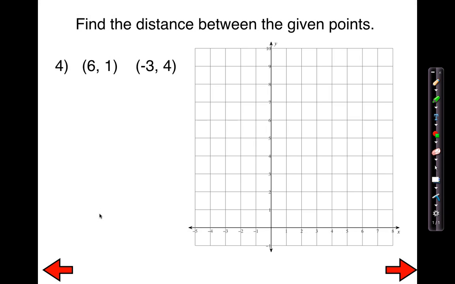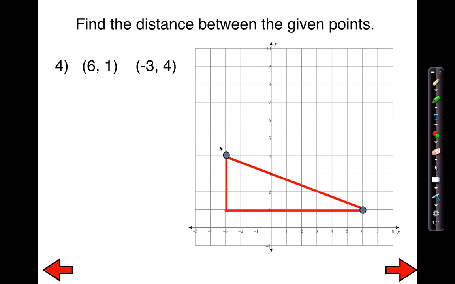It says find the distance between the given points. First, let's go ahead and plot the points. (6, 1) is our first one, and (-3, 4) is the second one. Connecting those two points, that is essentially the hypotenuse. So let's go ahead and create a right triangle.